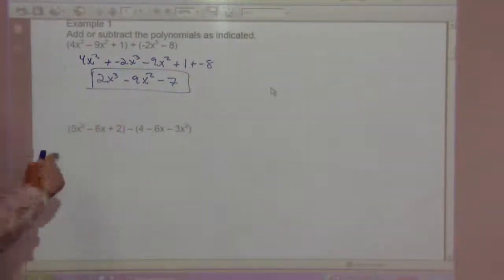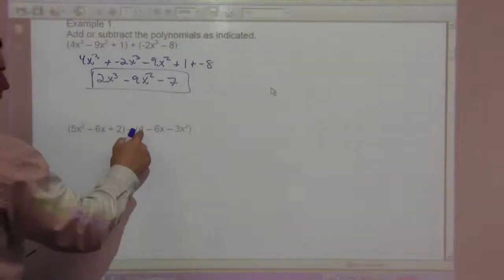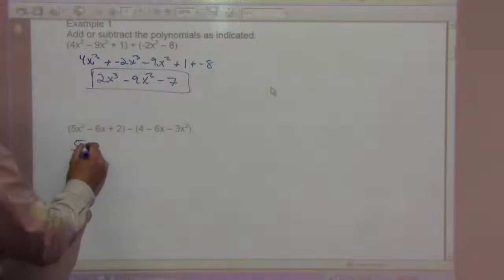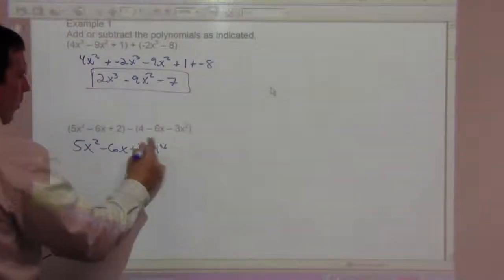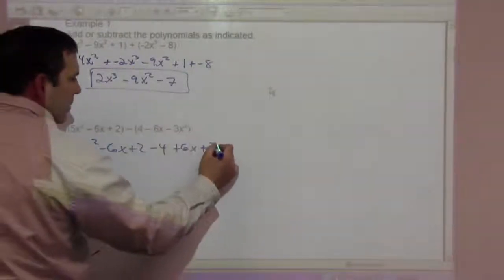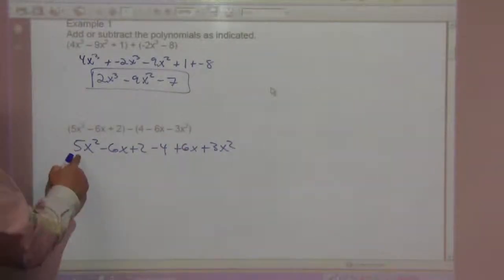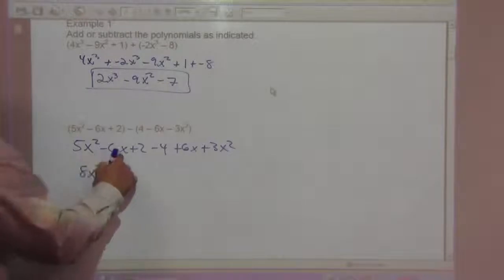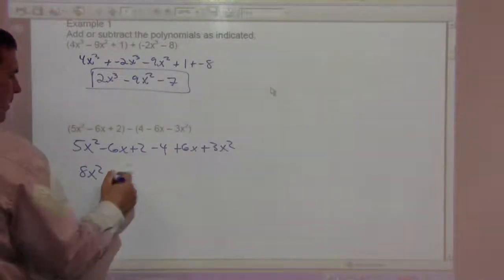Here we're subtracting. We have 5x squared minus 6x plus 2, minus the quantity 4 minus 6x minus 3x squared. That's 5x squared minus 6x plus 2 minus 4 plus 6x plus 3x squared. That's distributing the negative. So 5x squared plus 3x squared is 8x squared. Negative 6x plus 6x is 0. And 2 minus 4 is negative 2.